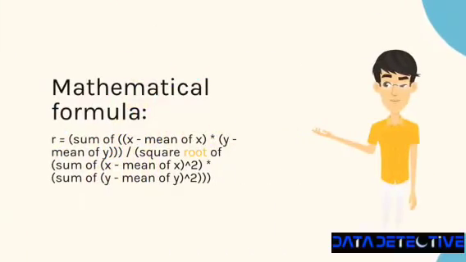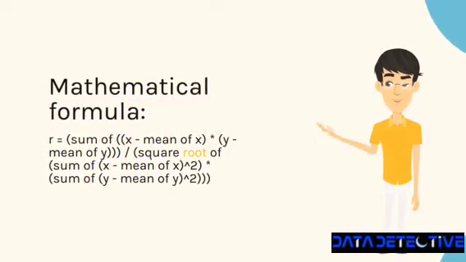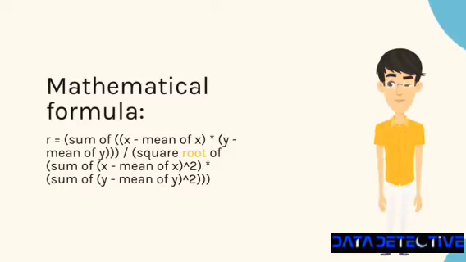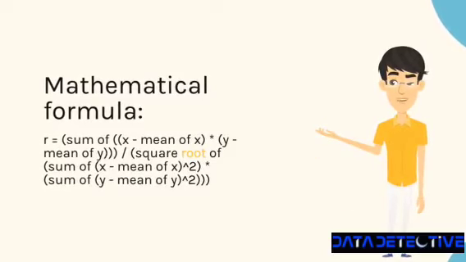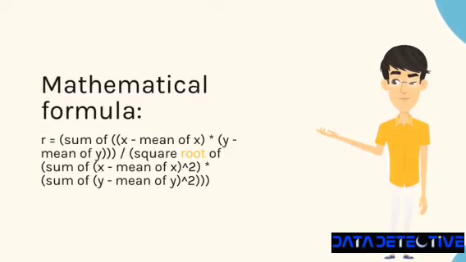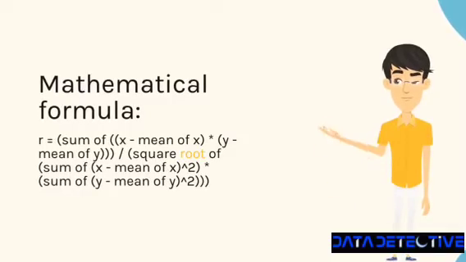Mathematical formula. r equals the sum of (x minus mean of x) times (y minus mean of y), divided by the square root of the sum of (x minus mean of x) squared times the sum of (y minus mean of y) squared.